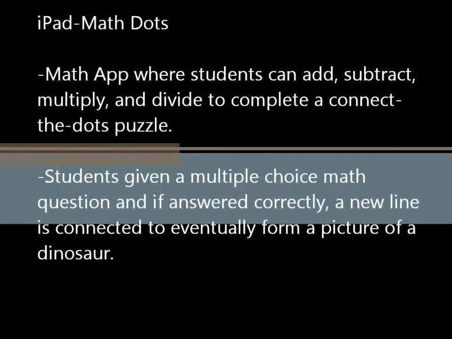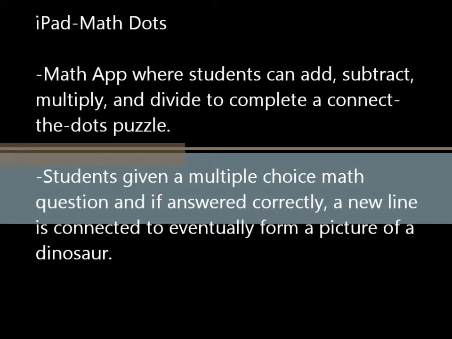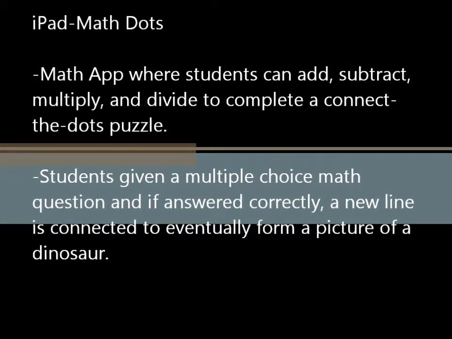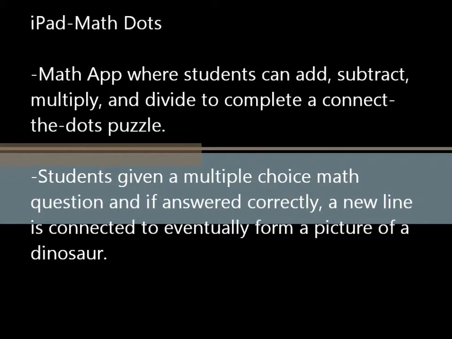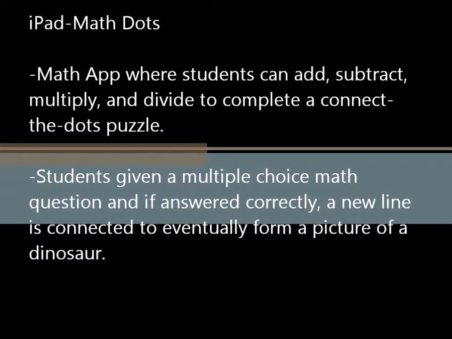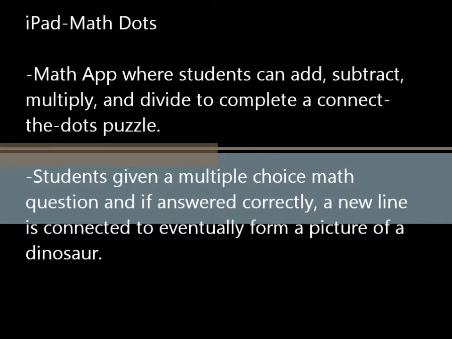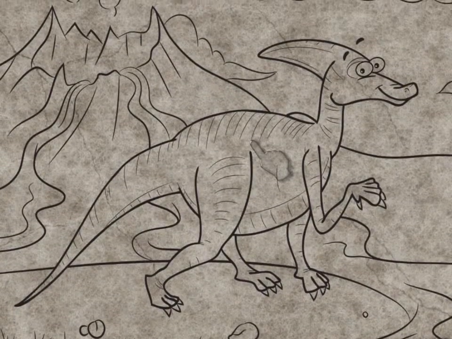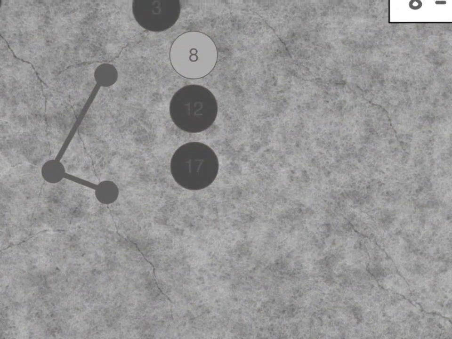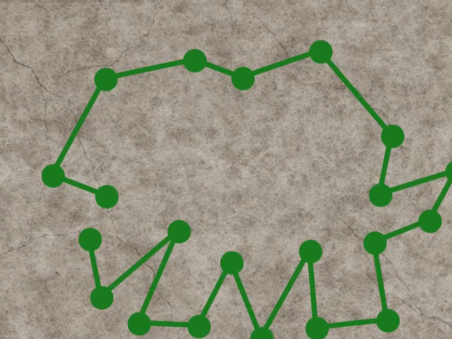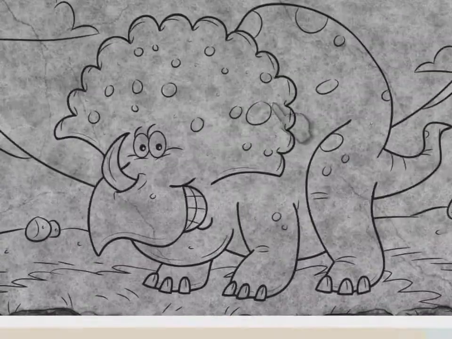Dinosaur Math Dots is another iPad app where students can add, subtract, multiply, or divide to complete a connect the dots puzzle. Students are given a math question, and if they answer correctly, a new line is connected. After all questions are answered correctly, a dinosaur picture is formed. Questions are all multiple choice, and if a student gets the question wrong, they are able to continue choosing answers until they find the correct one. In addition to Dinosaur Connect the Dots, there is also a princess version of the same app.